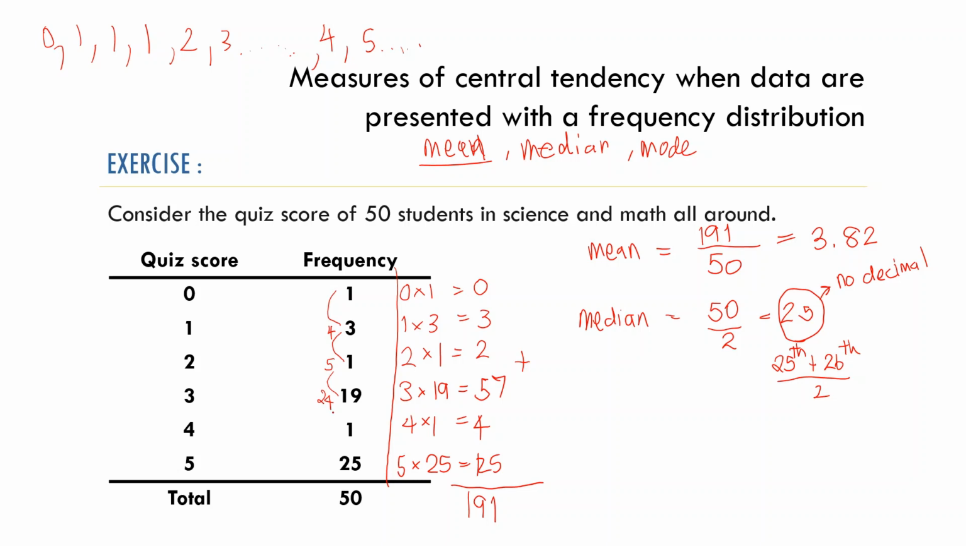And the 25th is here, and the 26th is here, which means that the 25th is equal to 4, and the 26th is 5. Now we divide it by 2, and then we get the median equal to 4.5.